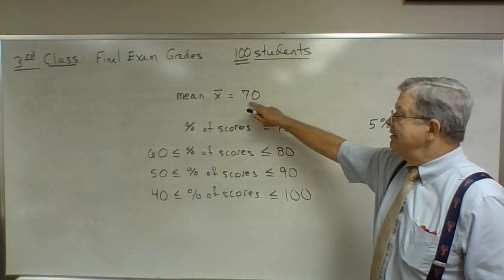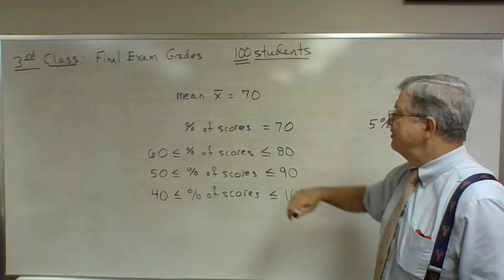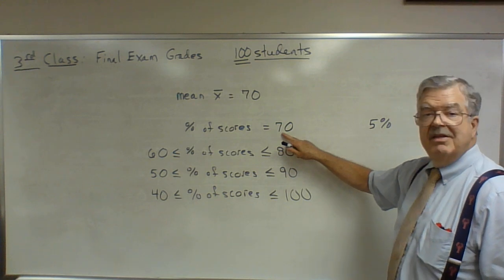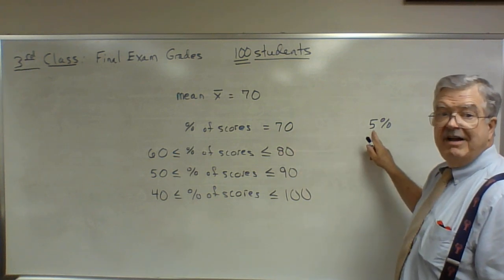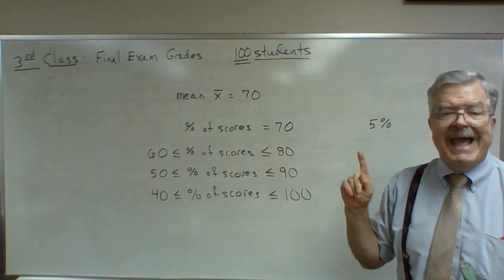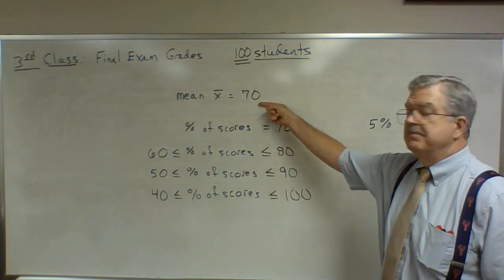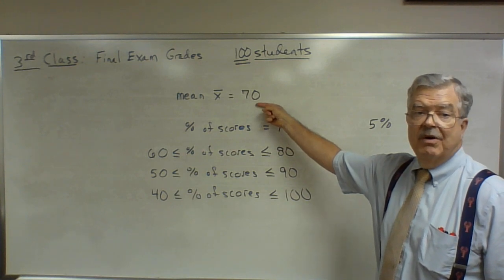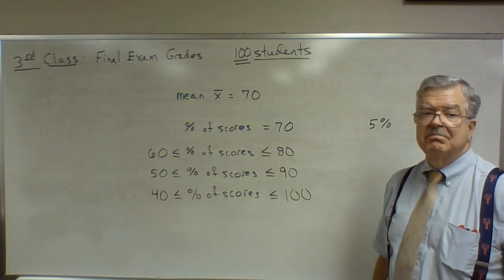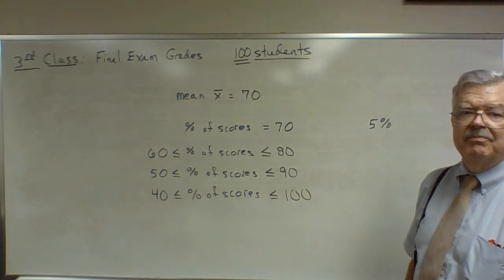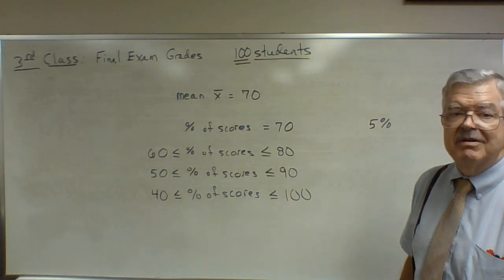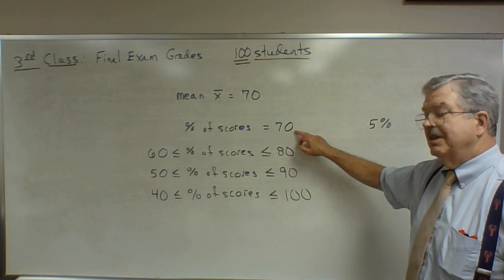The mean was 70, that's the class average, and the percentage of students in the class that got a 70, 5%. Out of 100 students, 5 of them actually got exactly the mean score or the average score. It's not shocking. We'd expect something like that. In 100 students, we'd expect maybe 2, 3, 5, 6, 7 to get about the class average.